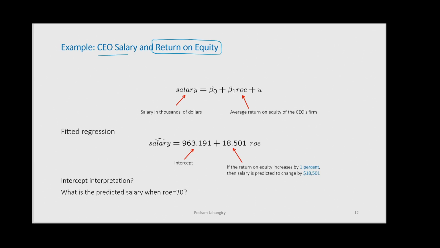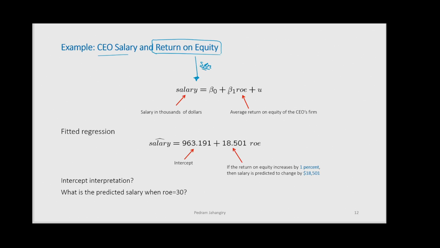So you might think that there should be a relationship between the two, right? If the ROE of a company is higher, the salary maybe should be compensated more, and that's the case. So let's explore that. Let's use the data from Wooldridge and see if that's the case. So what is the regression model? We are using a simple regression model, with only one explanatory variable.